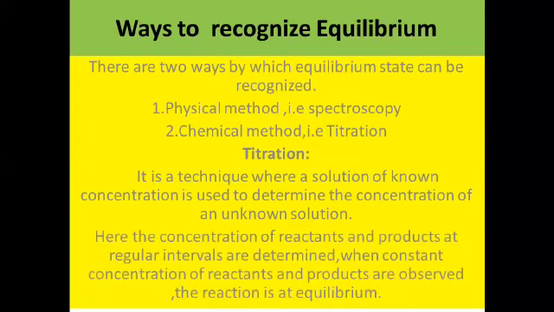Here the concentrations of reactants and products at regular intervals are determined. When we start the practical, we will take the concentration of reactants and products at regular time intervals, and then find out the individual concentration of each reactant and each product. We will continue the process until we observe a constant value. When the concentrations of reactants and products become constant, that point is called the equilibrium state.